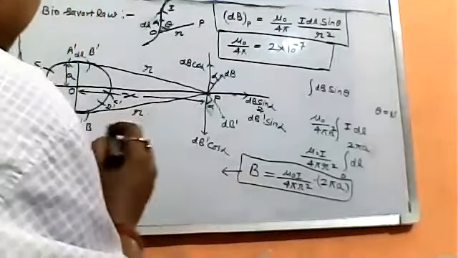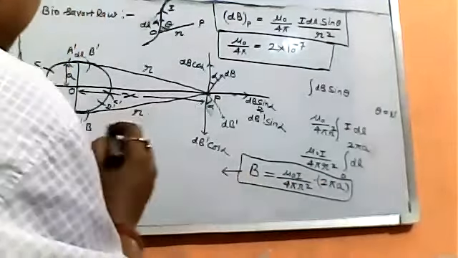I am writing E equal to 1 by 4 pi epsilon naught P divided by r square plus a square raised to power 3 by 2. Okay. This was the formula, P on the bisector. Here. Now, magnetic field intensity B.